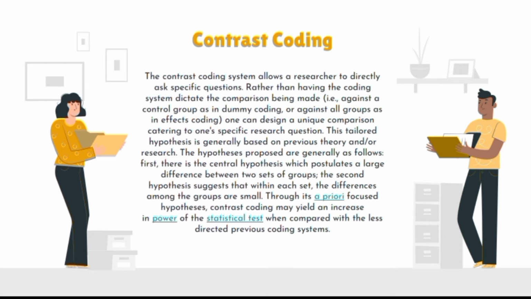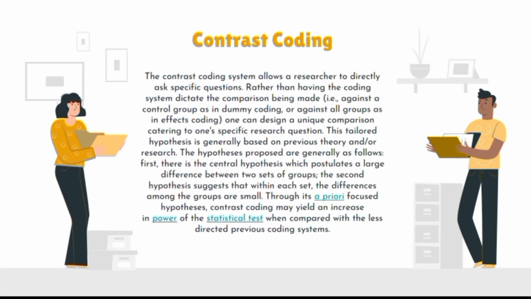Next, third is contrast coding. The contrast coding system allows researchers to directly ask specific questions rather than having the coding system dictate the comparison being made against a control group as in dummy coding or against all groups as in FX coding. One can design a unique comparison catering to one specific research question. This tailored hypothesis is generally based on previous theory and/or research.